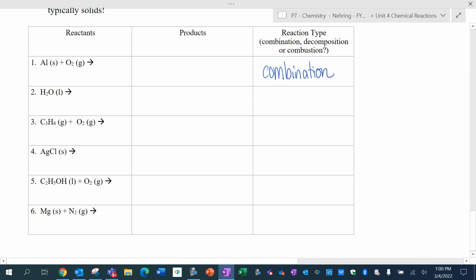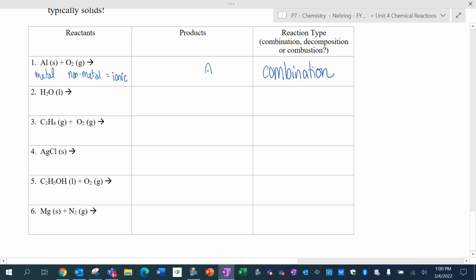And when we combine two elements, notice this is a metal. Aluminum is a metal and oxygen is a non-metal. So when they combine, they're going to form an ionic compound. So we have to consider the charges of these ions. We're trying to predict the products.